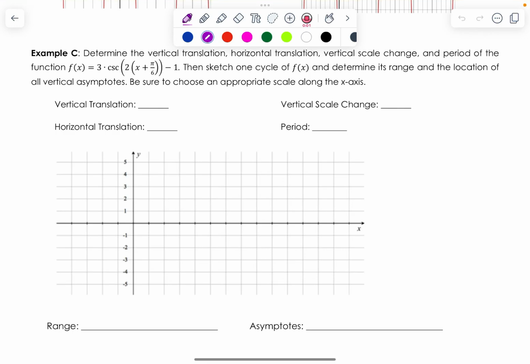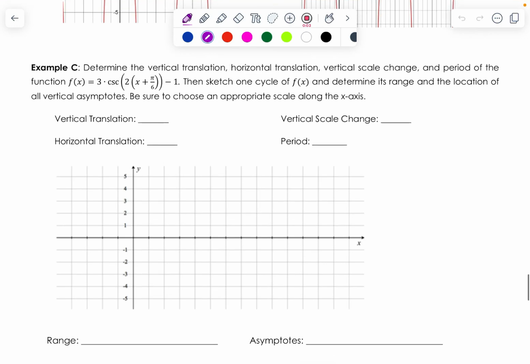All right, this is our day 3 notes. So example C says determine the vertical translation. So that is negative pi over 6. The horizontal translation, which is down 1. The vertical scale change is the A value. The period length is going to be 2 pi over the B. So this is going to have pi.